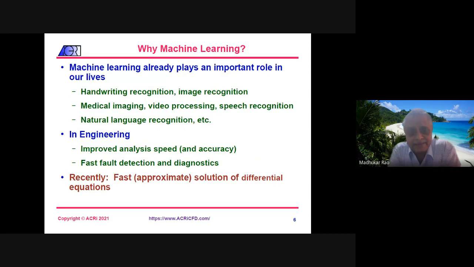I think machine learning already plays a very important role in our lives. Handwriting recognition, even in your mobile devices, image recognition, your photos of you and your friends get tagged in Facebook and all that. And in more serious applications, you have medical imaging. A lot of medical images are now at least partially interpreted by machine learning, specifically neural network algorithms. Video processing, speech recognition, natural language recognition, and so on.